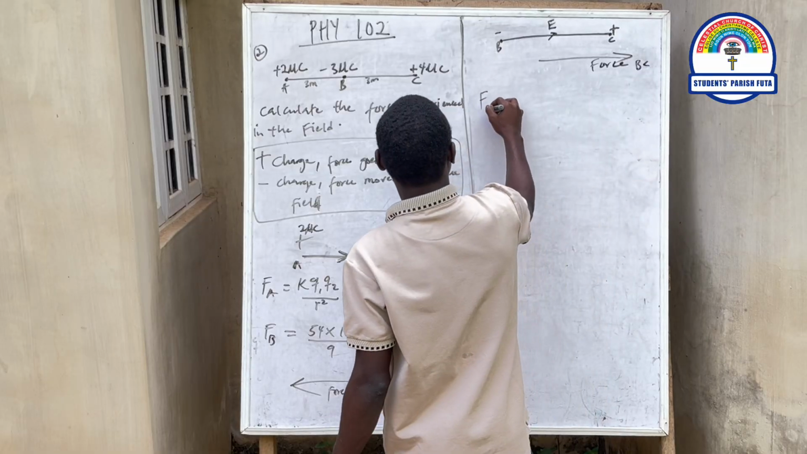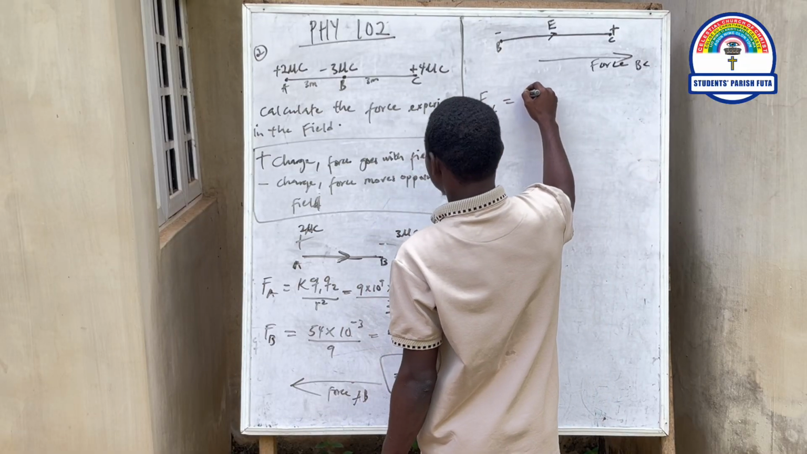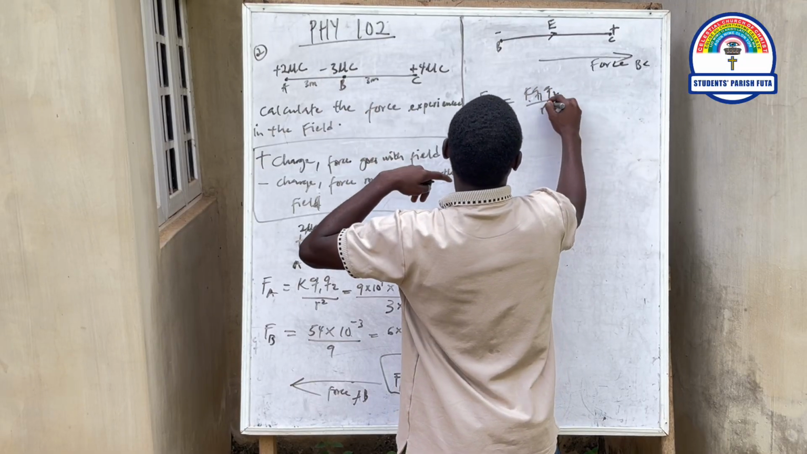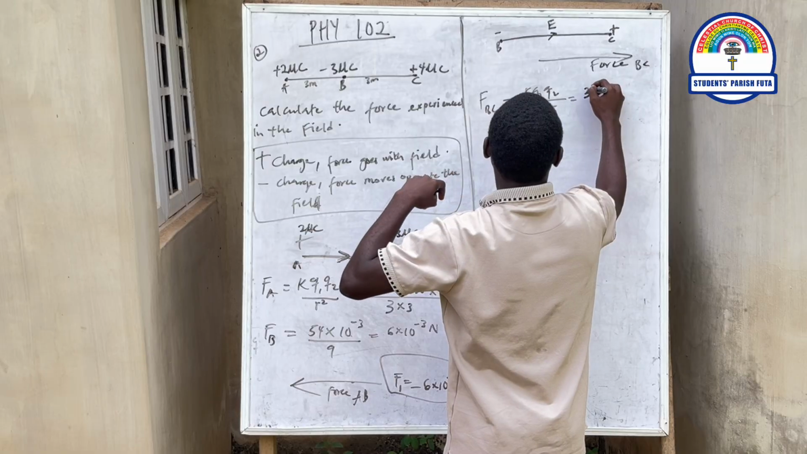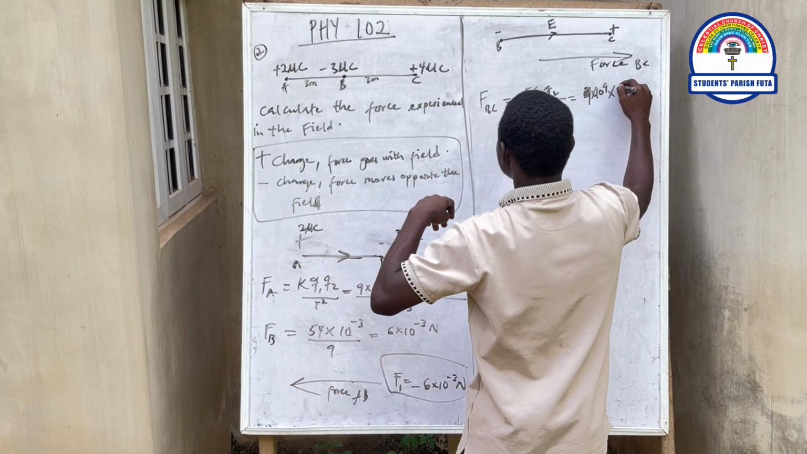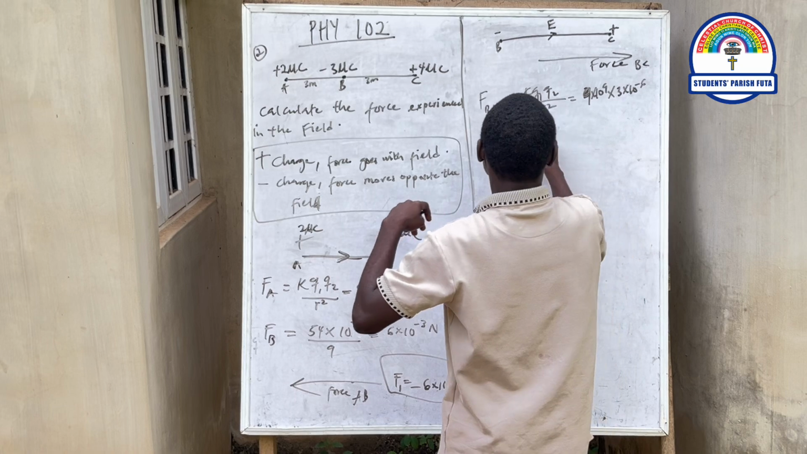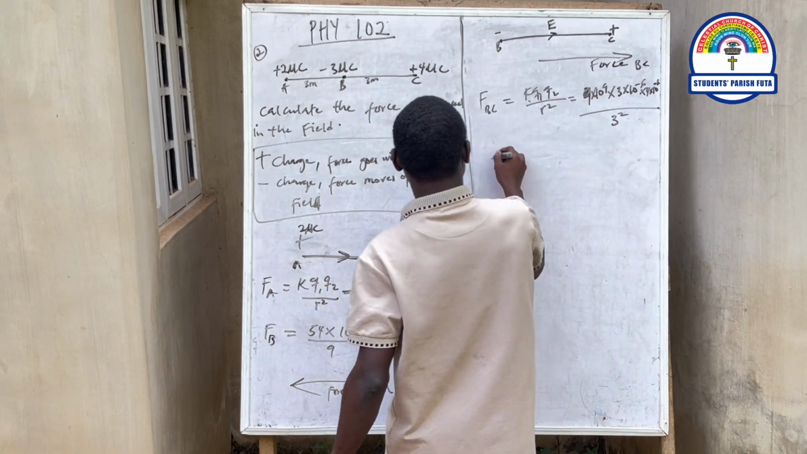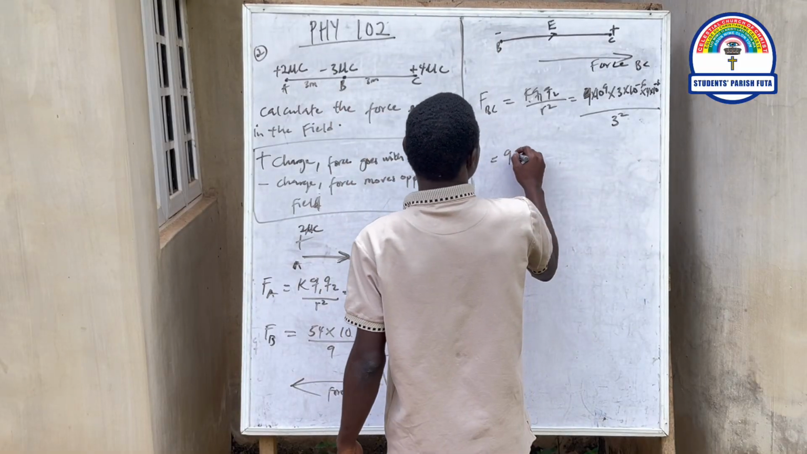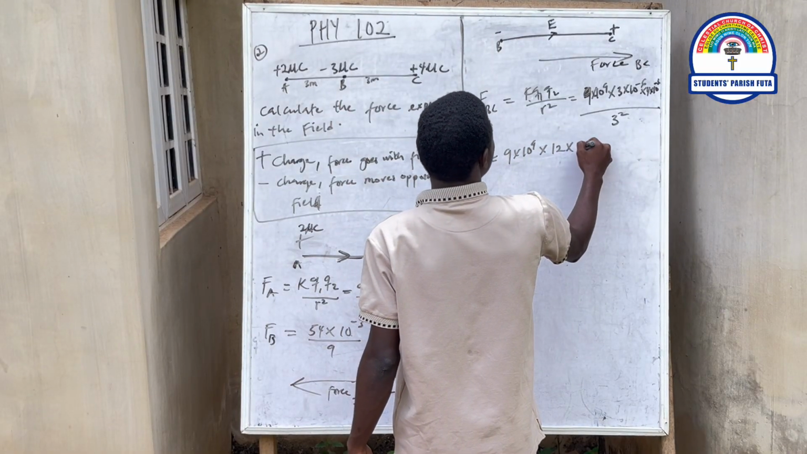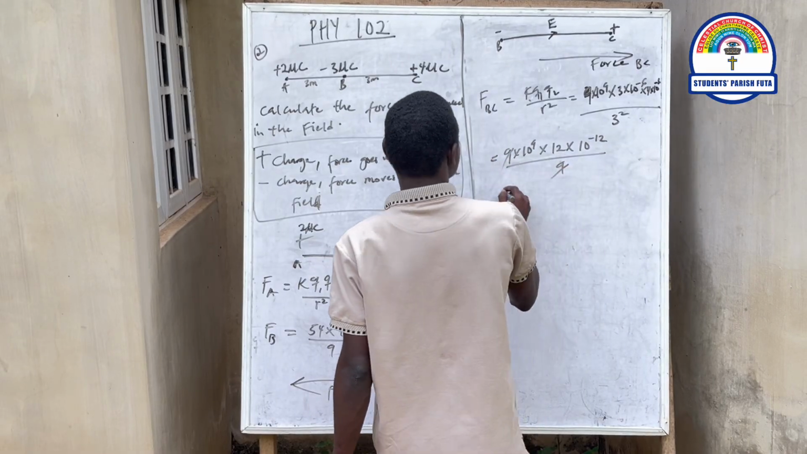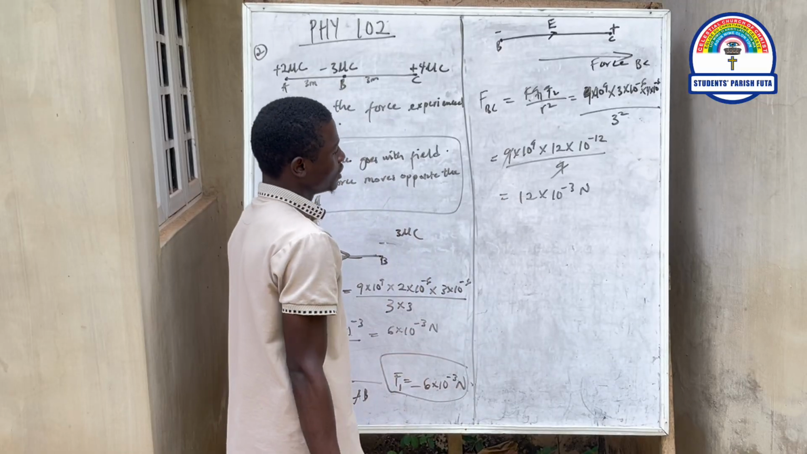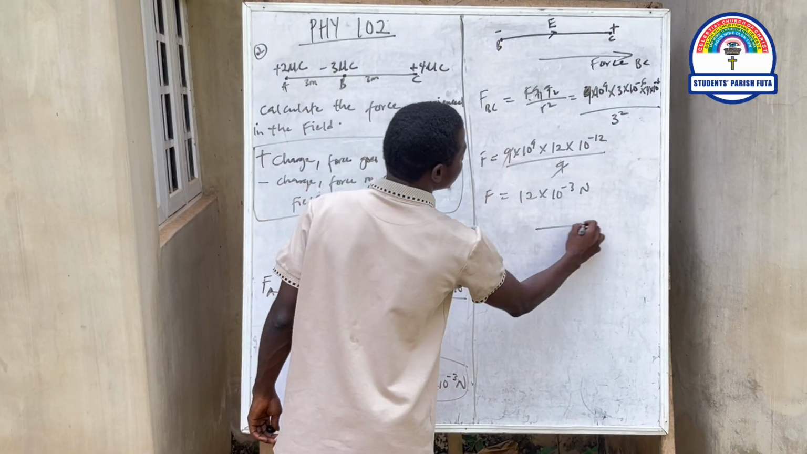So let's calculate the value for force BC. That would be 9 times K Q1 Q2 over R squared. That is 9 times 10 raised to 9 times 3 times 10 raised to minus 6 times 4 times 10 raised to minus 6 over 3 squared because it is in meters. Then we have 9 times 10 raised to 9 times 12 times 10 raised to minus 12 over 9. That cancels 9. We have 12 times 10 raised to minus 3 Newton. And this is the direction as we said here.